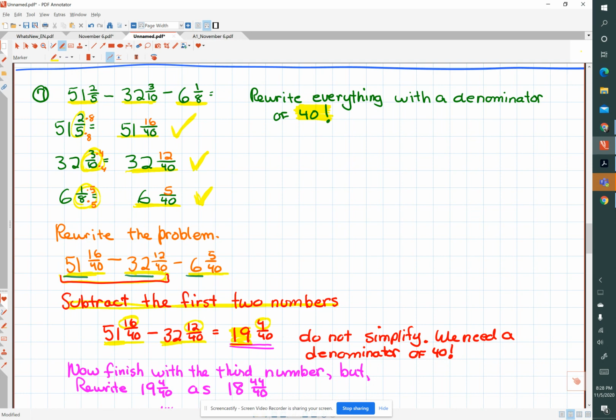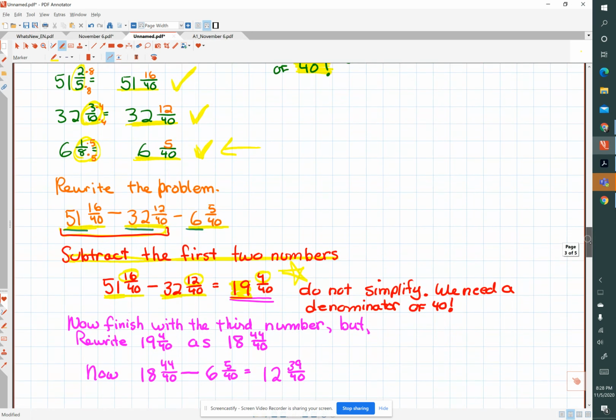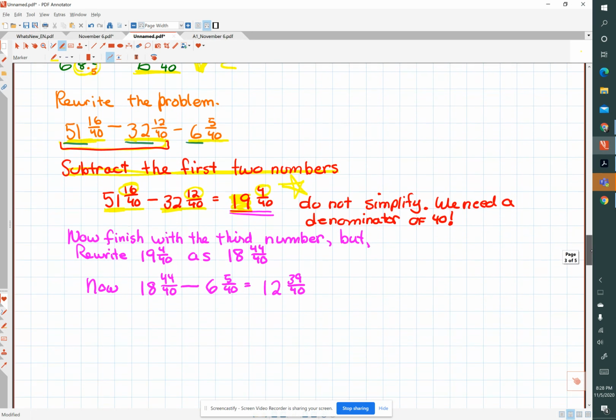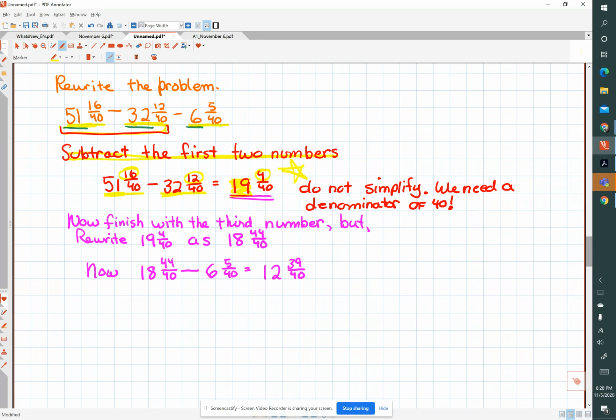But I'm not done yet. I still have this third number to subtract. And I don't want you to simplify that. Good for you if you noticed that this should be simplified, but we still need a denominator of 40th. So let's hang on to that for another minute. Now let's finish with the third number, but we have 4/40 and we need to subtract 5/40. So we need to do that borrowing again.